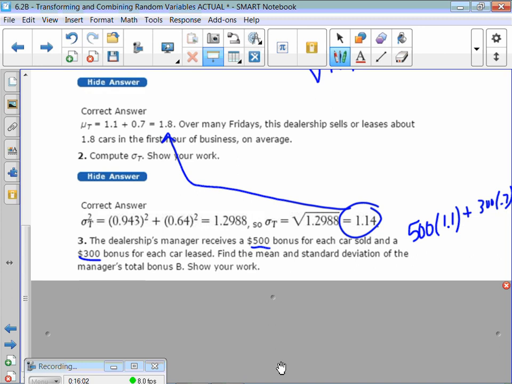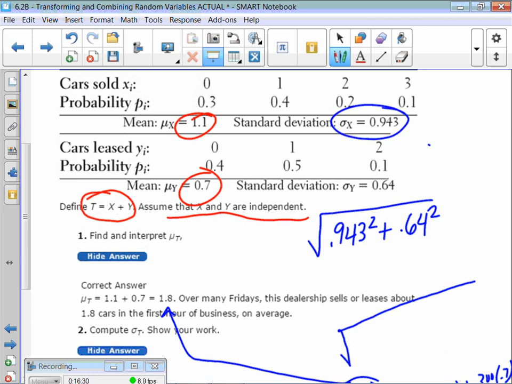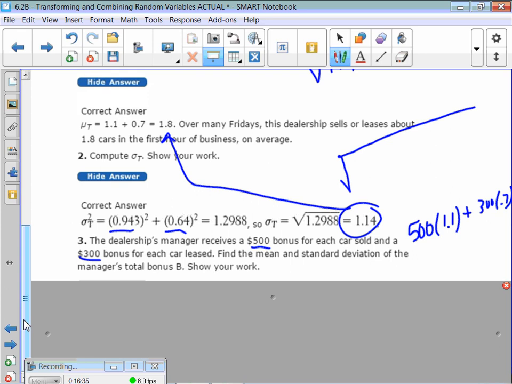And then standard deviation, Mac, what would the formula be to find the standard deviation of the amount in our bonuses? I'll help you out. Square root. You have to go back to the separate ones. Those two numbers, these guys right here. And I have to multiply them each separately, right? So 0.943, what am I going to multiply that one by? Good. And put it in parentheses. 500 times 0.943, and then square it.